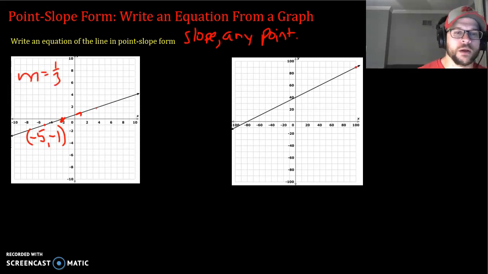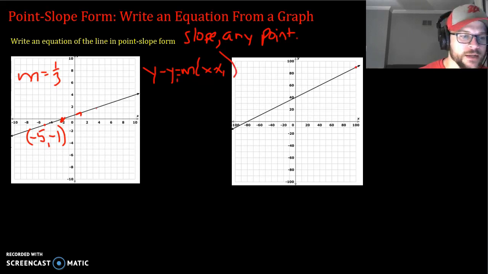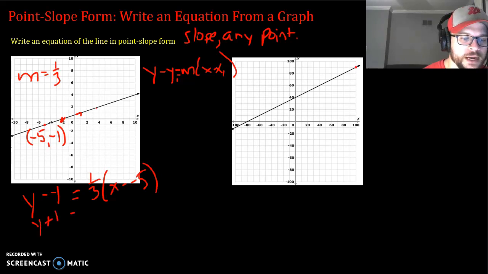Now remember your point slope formula. Y minus y1 equals m times x minus x1. So we're just going to plug in directly the points that we see, just like we did in the last one with writing our equation. So y minus, this is our y coordinate, so minus -1 equals m times x minus -5. And just remember to do your positives that come from your double negative.